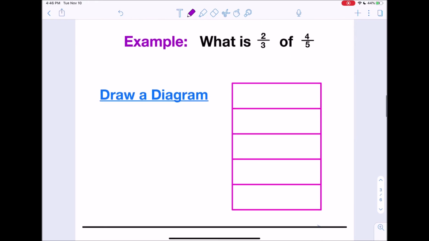What is 2/3 of 4/5? So once again, we're going to use the diagram. And now we have 4/5. So you'll see my rectangle has been divided into 5. 1, 2, 3, 4, 5. 4 out of 5 are colored in, so I'm going to go ahead and color in 4 out of 5.